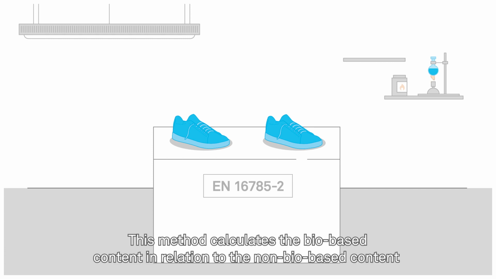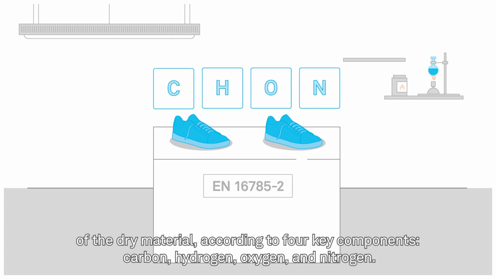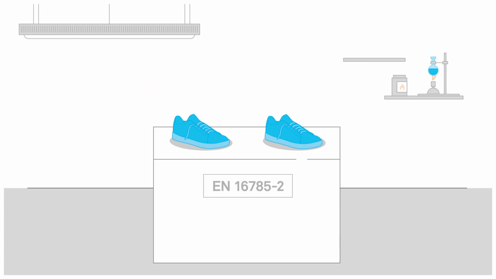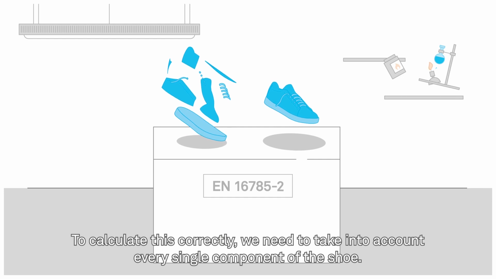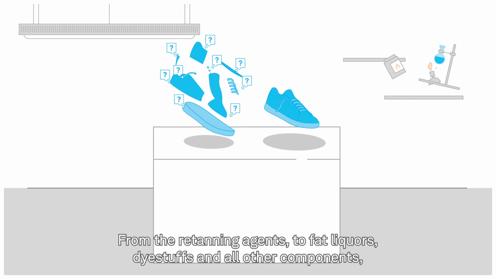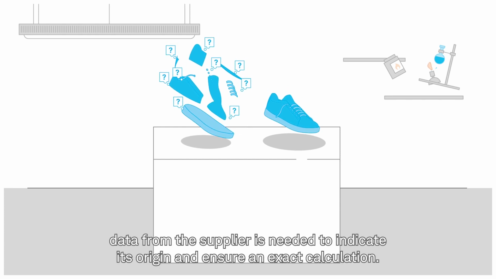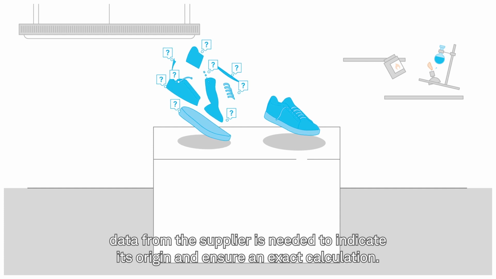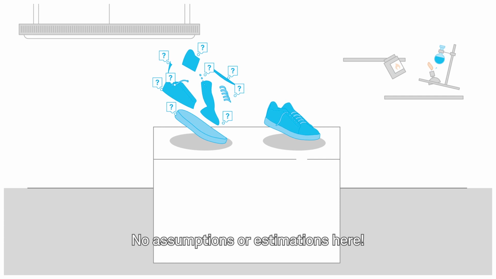This method calculates the bio-based content in relation to the non-bio-based content of the dry material according to 4 key components: carbon, hydrogen, oxygen, and nitrogen. To calculate this correctly, we need to take into account every single component of the shoe, from the retanning agents to fat liquors, dyestuffs, and all other components. Data from the supplier is needed to indicate its origin and ensure an exact calculation. No assumptions or estimations here.